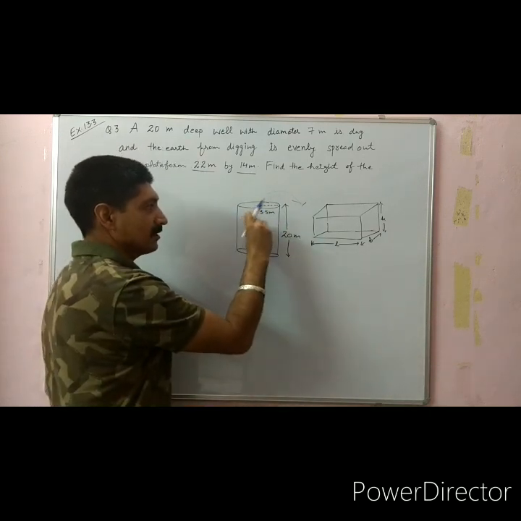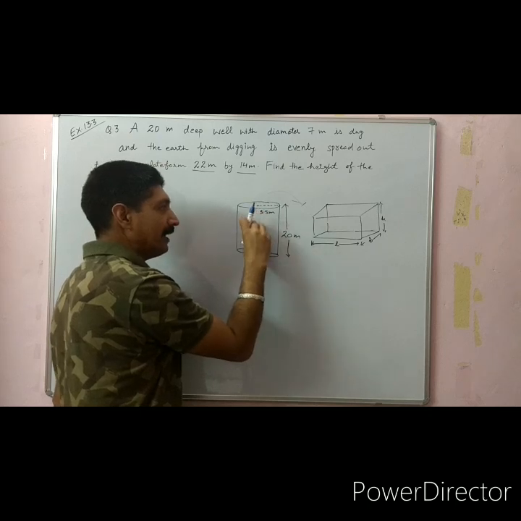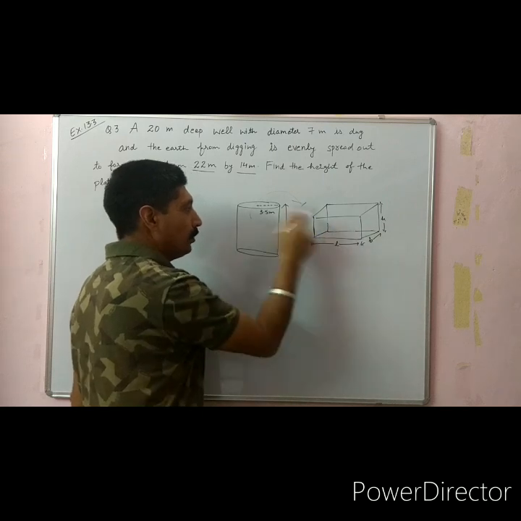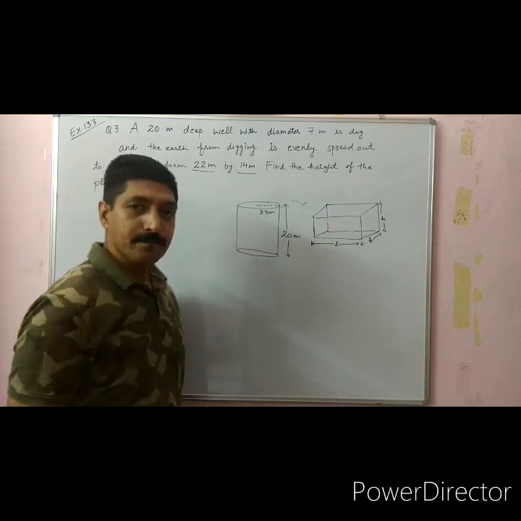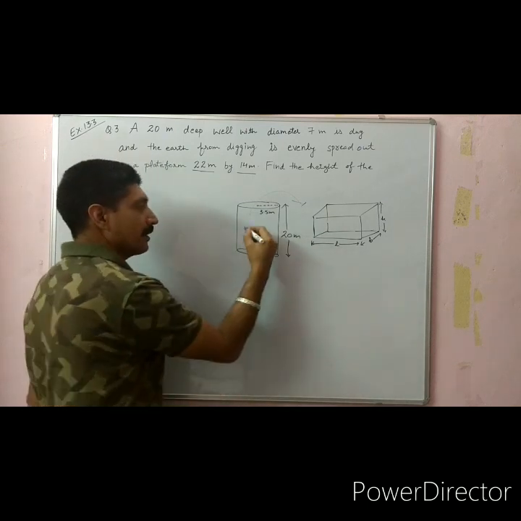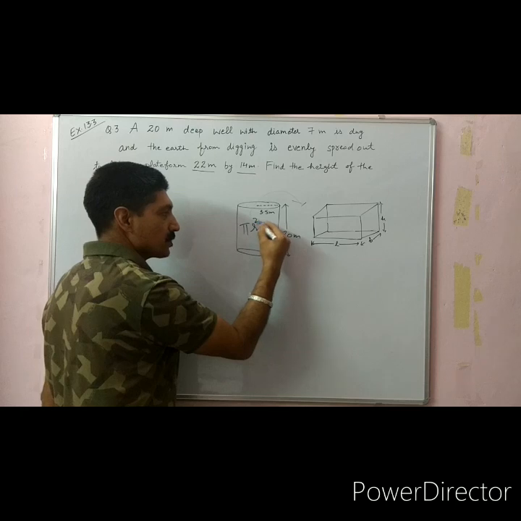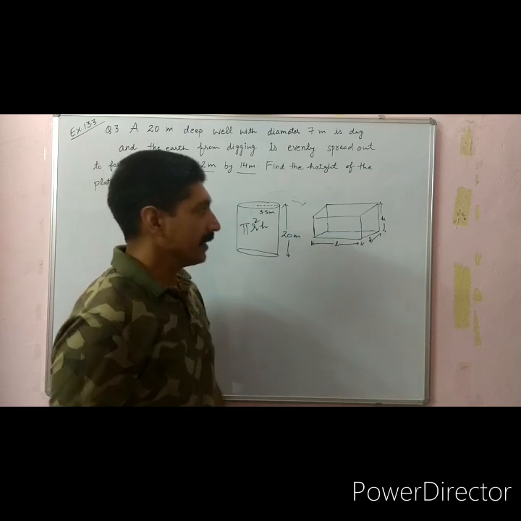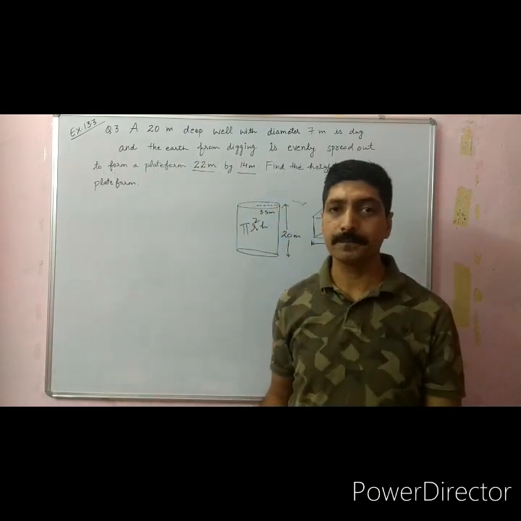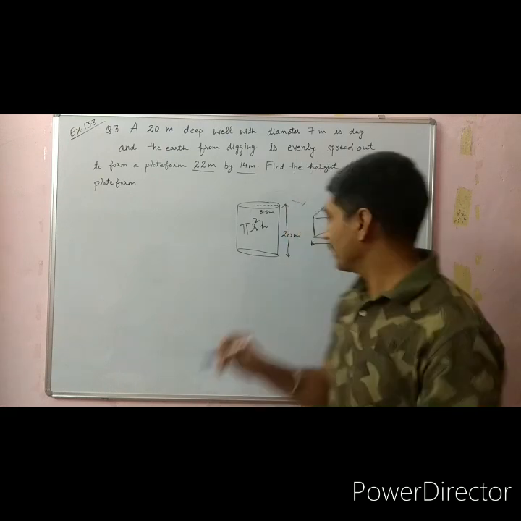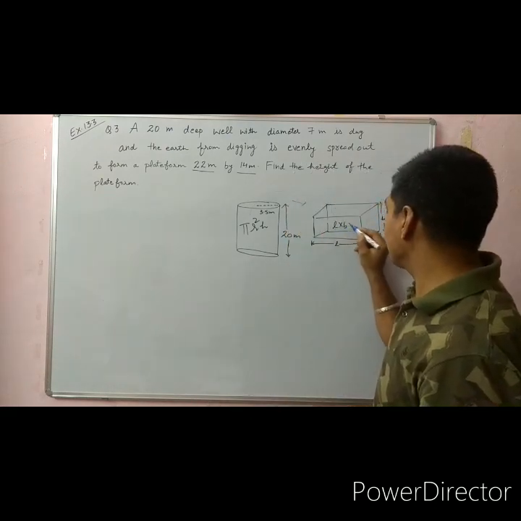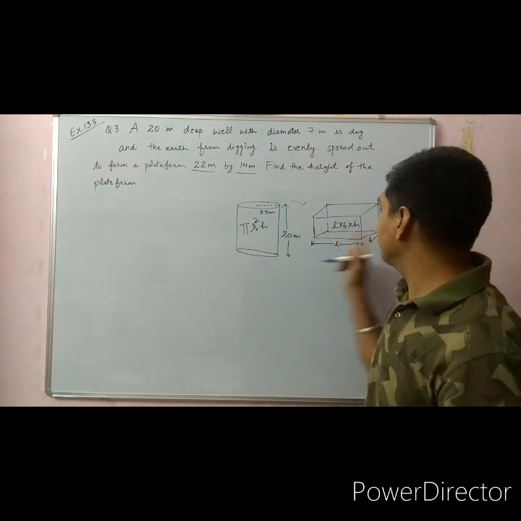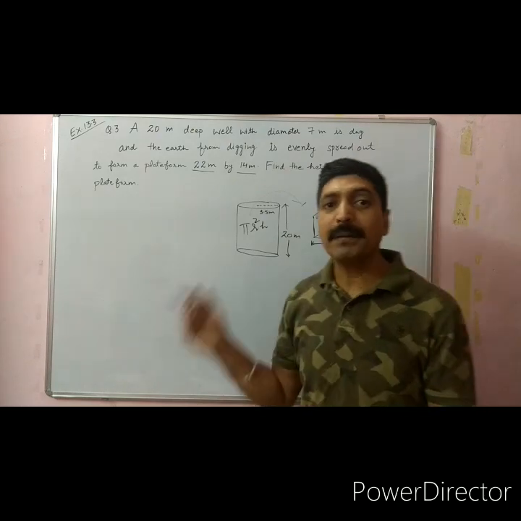We are taking the earth, the mud from the well after digging, and we are making one platform. So the volume of the cylinder, the well is cylindrical in shape, that is pi r square h, and the volume of this platform is in the shape of a cuboid. The volume of cuboid is LBH, L into B into H. So here we will make the comparison, and we will find the height of the platform.